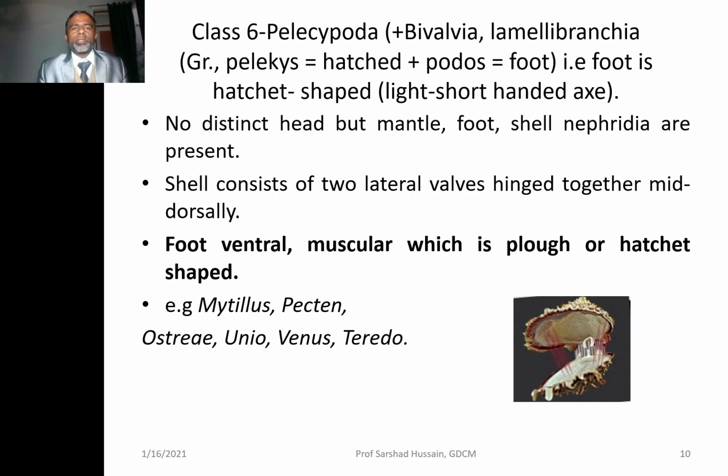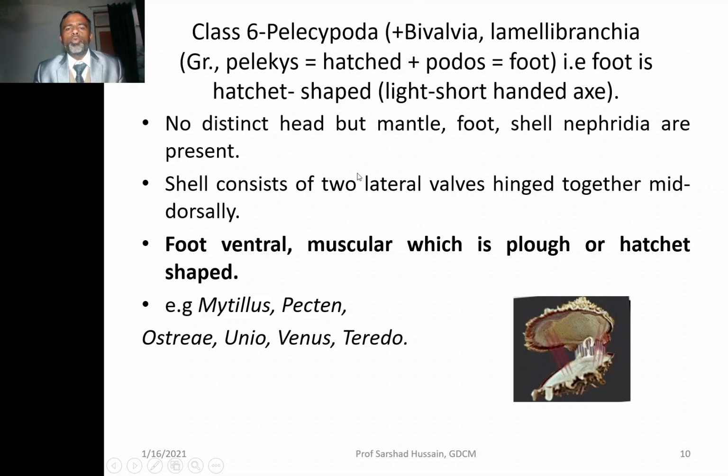Then comes class 6, Pelecypoda. Pelecypoda is also called Bivalvia, also called Lamellibranchia. From the Greek, pelekys means hatchet and podos means foot. That is, the foot is hatchet shaped. Hatchet shaped means like a light, short-handled axe. So as you have the short-handled axe, its foot is of that shape, so it is called Pelecypoda. There is no distinct head, but mantle, foot, shell and nephridia are present. The shell consists of two lateral halves. That is why it is also called Bivalvia.